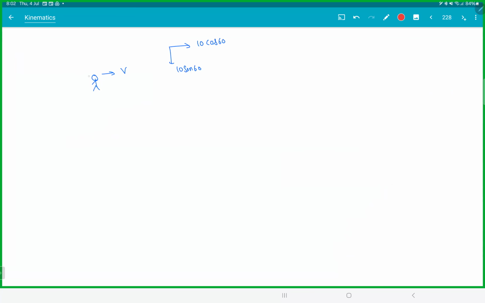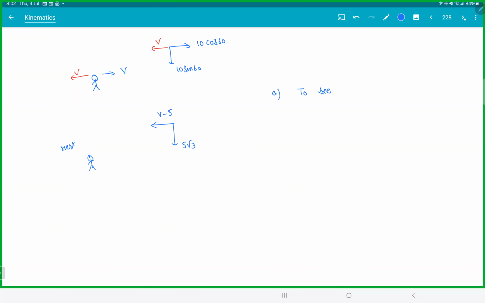Idea is the same. Stop the man. Let this be V and let this be V. So the man will come to rest, and he will think the rain is coming backward with V minus 5, and this is going with 5 root 3. Now ask yourself the first question.